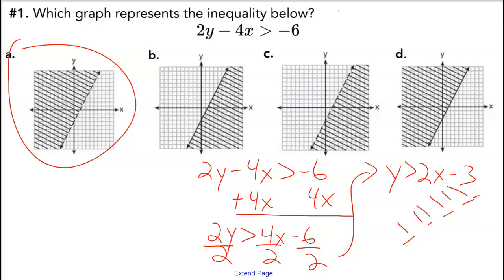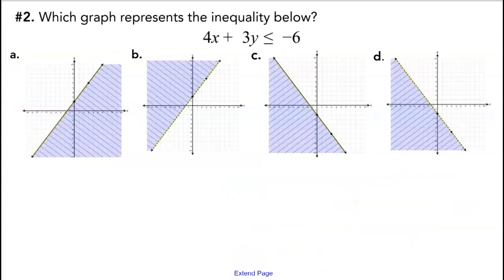Alright, let's look at another one. This one's similar: which graph represents the inequality? Here we have graphs going in different directions. Some are going positive and a couple are going negative. But we're going to do the same thing. We're going to solve for y.